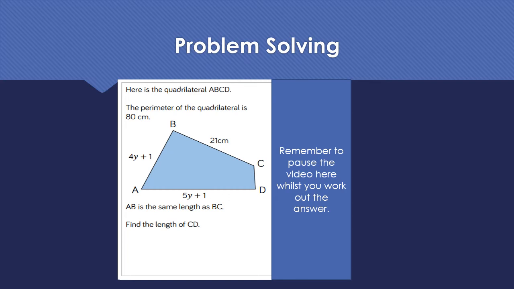So now look at the line between BC. What do we know is the length of BC? Well, the length of BC is 21 centimeters. So if AB is also 21 centimeters, we know that 4y plus 1 equals 21. Now, using the method that we've been looking at, I want you to work out the value of y. Once you've worked out the value of y there, you can use that to help you find the value of y in AD. Pause the video whilst you work out your answer.